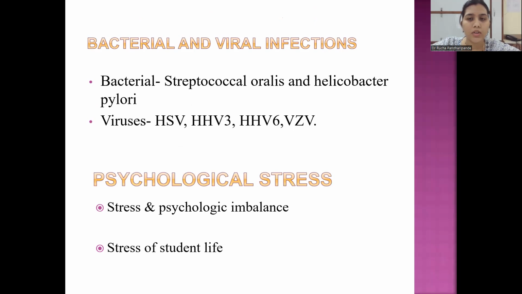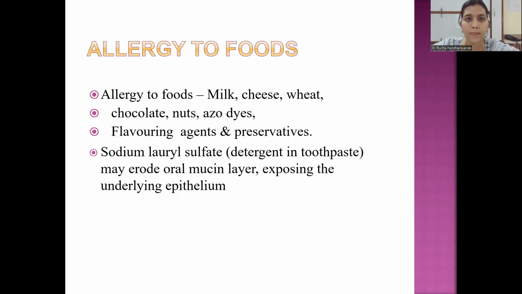Then bacterial and viral infections. Various bacteria or viruses such as Streptococcus oralis and Helicobacter pylori, or various viruses such as HSV, HHV3, then HHV6, and Varicella zoster can also cause aphthous stomatitis. Then psychological stress can also predispose to aphthous stomatitis. It is most common that we can see aphthous ulcer among students who are appearing for their exams. So aphthous ulcer is most common due to that psychological stress in the students.